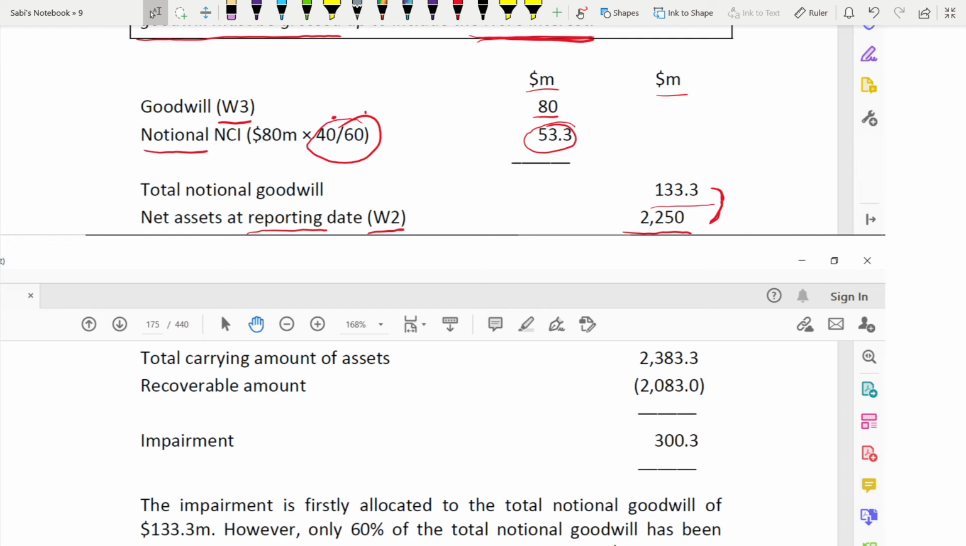Goodwill is a part of an asset. It needs to be added with the net asset at the reporting date because that goes in the statement of financial position. That's why you are adding both. Once you add 133.3 with 2250, you get the total carrying amount of the asset. Minus the recoverable amount given to you, since the carrying amount is more than the recoverable amount, there's definitely an impairment. This is the difference between the recoverable amount and the carrying amount.